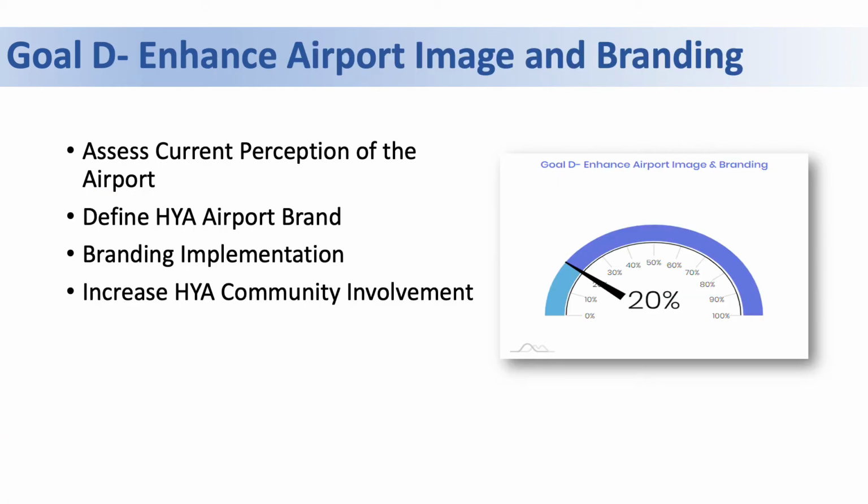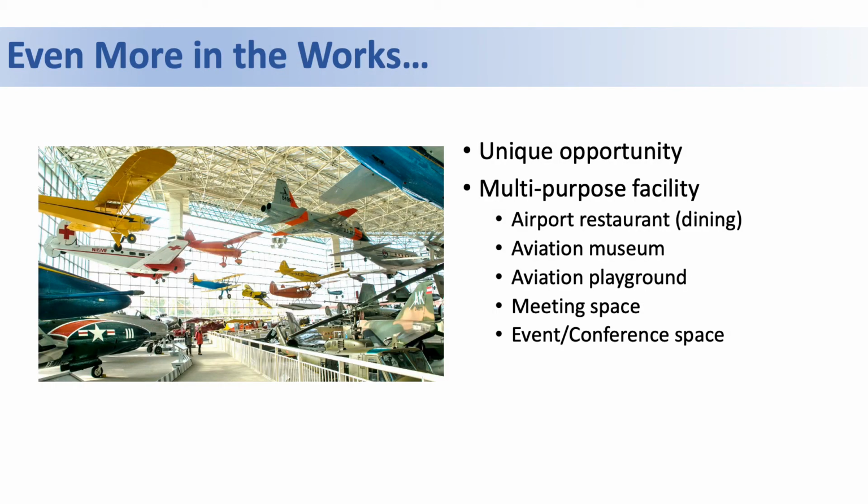Goal D includes enhancement of the airport's image and branding. It includes objectives such as assessing the current perception of the airport, defining an airport brand, implementing that brand, and increasing the use of the airport by the community. There's even more in the works. The airport has been able to look into unique opportunities, such as a multi-purpose facility that would include airport restaurant, museum, playground, meeting space, and conference space.